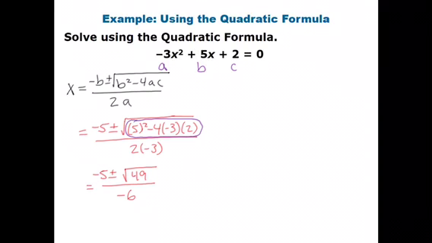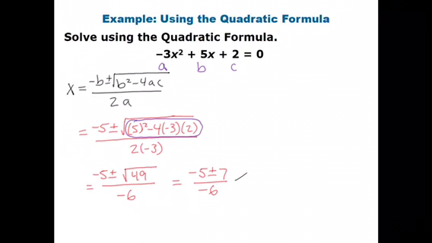Well, the square root of 49 is 7, so that means I end up with negative 5 plus or minus 7 over negative 6. All right, right now you're probably going, what does the plus or minus mean? Well, it means that you have to take the negative 5 and add 7 to it, and then divide by negative 6, and then you'd have to do another problem where you would have negative 5 minus 7. So it really means you have to separate this into 2 separate equations.